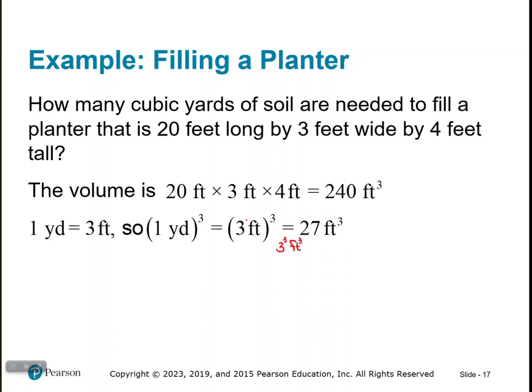3 times 3 is 9. 9 times 3 is 27. All right, so a little step here. Remember, exponents do go across multiplication, distribute through multiplication. So 3 cubed, feet cubed.